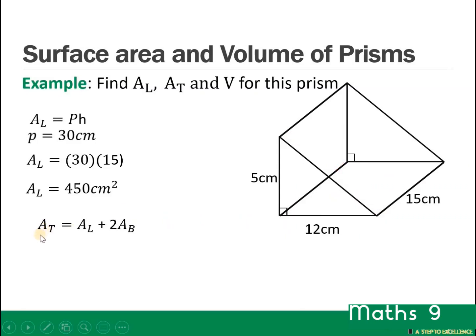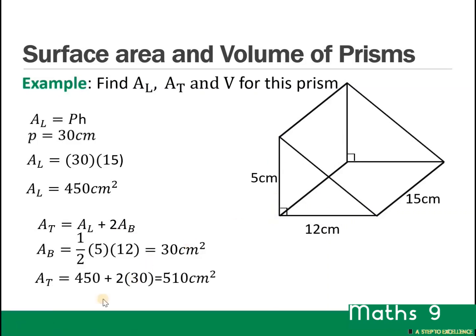Now we can find the total surface area, AT, which is AL plus 2 times the area of the base. The area of the base is the area of this triangle, which is a half times 5 times 12, which is 30 centimeters squared. So the total surface area is 450 for the lateral surface area plus 2 times 30, which is 510 centimeters squared. The volume is the area of the base multiplied by the height, so 30 for the area of this triangle multiplied by 15, which is 450 centimeters cubed.